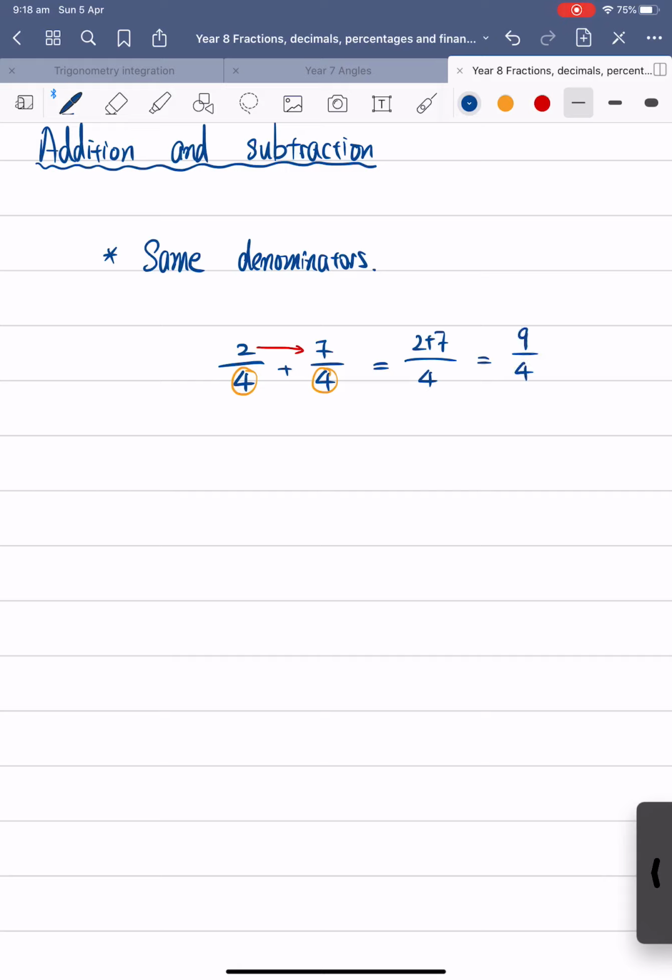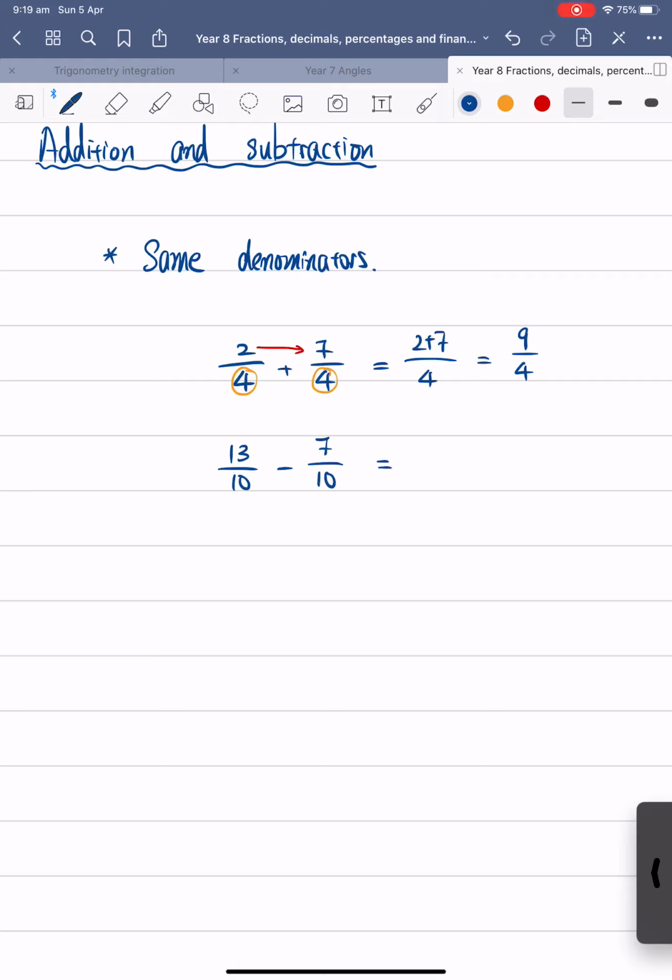Now, you don't need to change that into a mixed numeral. Leaving it as an improper fraction is good enough. All right. So, yeah, that's the first example. Really simple to do if the denominators are equal to each other. All right, let's do a subtraction one. So, how about 13 over 10 minus 7 over 10?